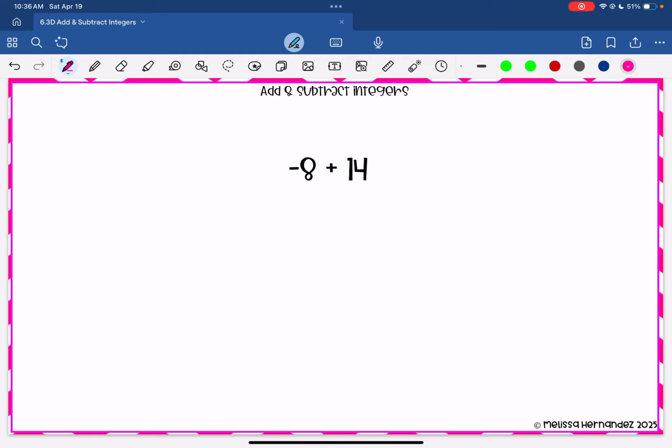In this video, we're going to learn how to add and subtract integers. To refresh your memory, integers are just positive and negative whole numbers. So we have -8, since negatives are the opposite of positives, plus a positive 14. I'm going to use a number line to demonstrate how to solve this visually.